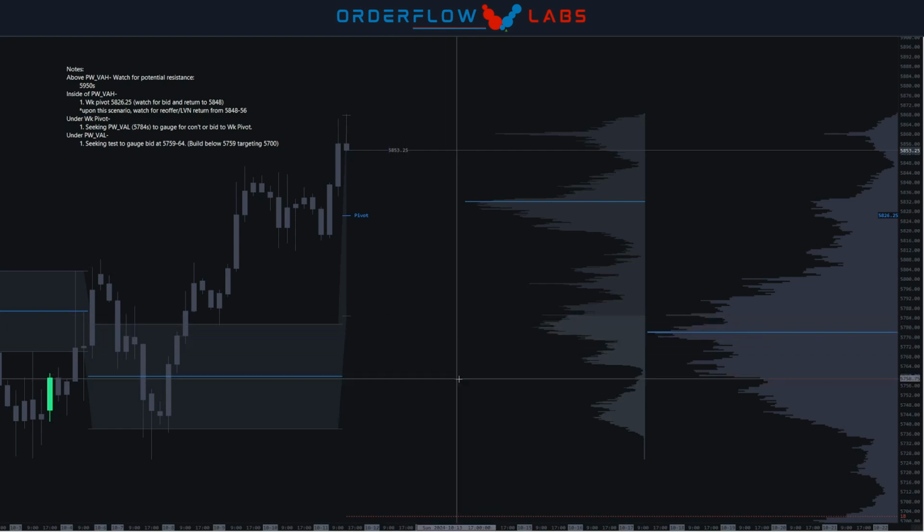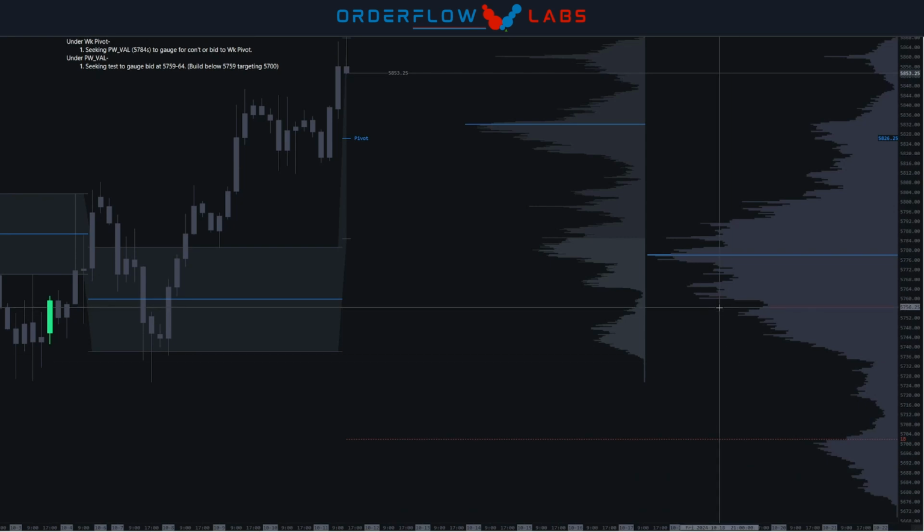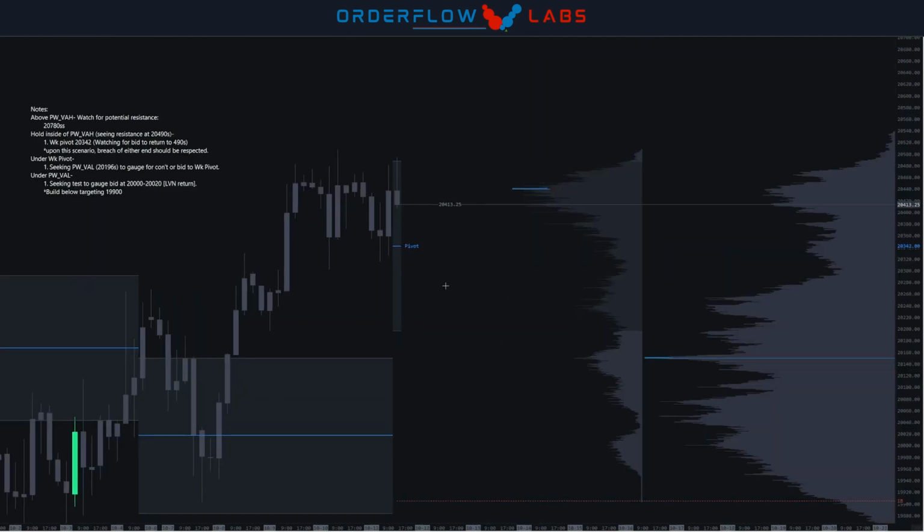Underneath the previous week's value area low, looking to test, engage bid based upon last week's volume profile, this area here from 59 to 64 for potential LVN return from those lows. But if we give up 59 and start to push, then looking at 5700s with NQ right here inside of previous week's value.